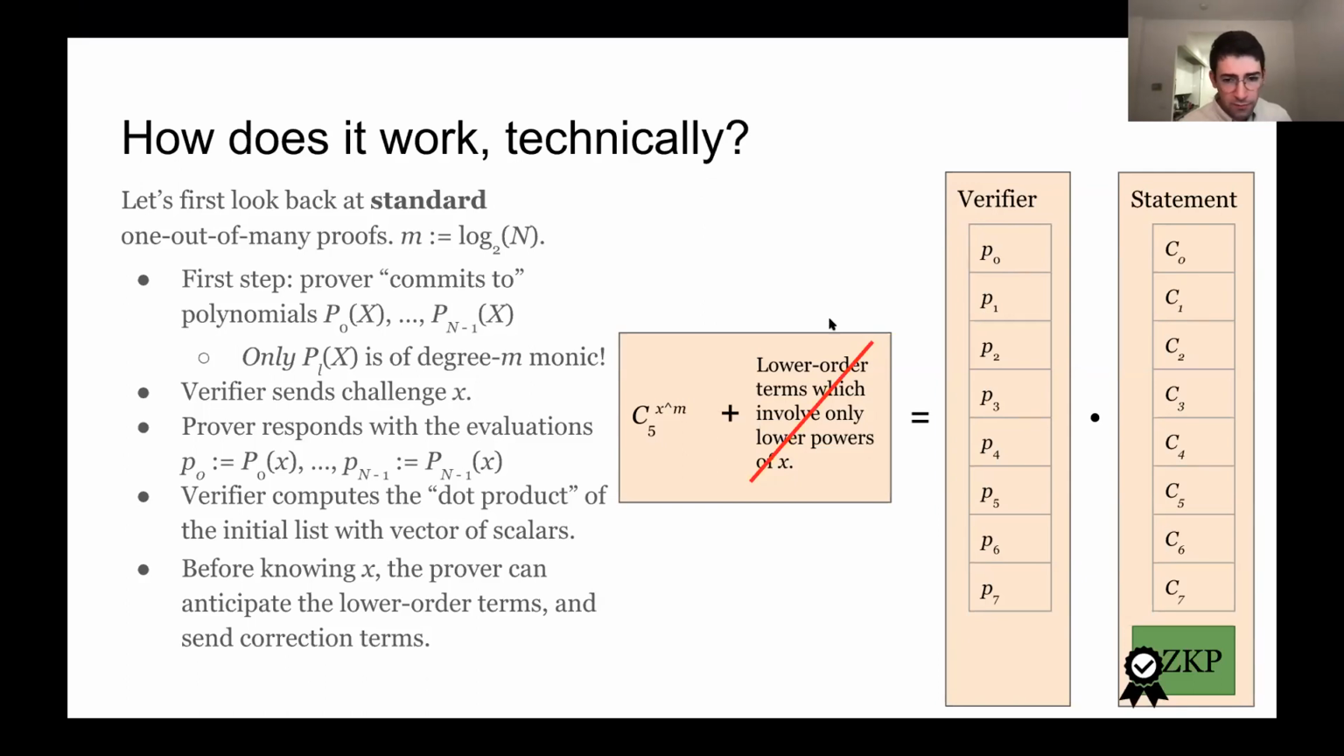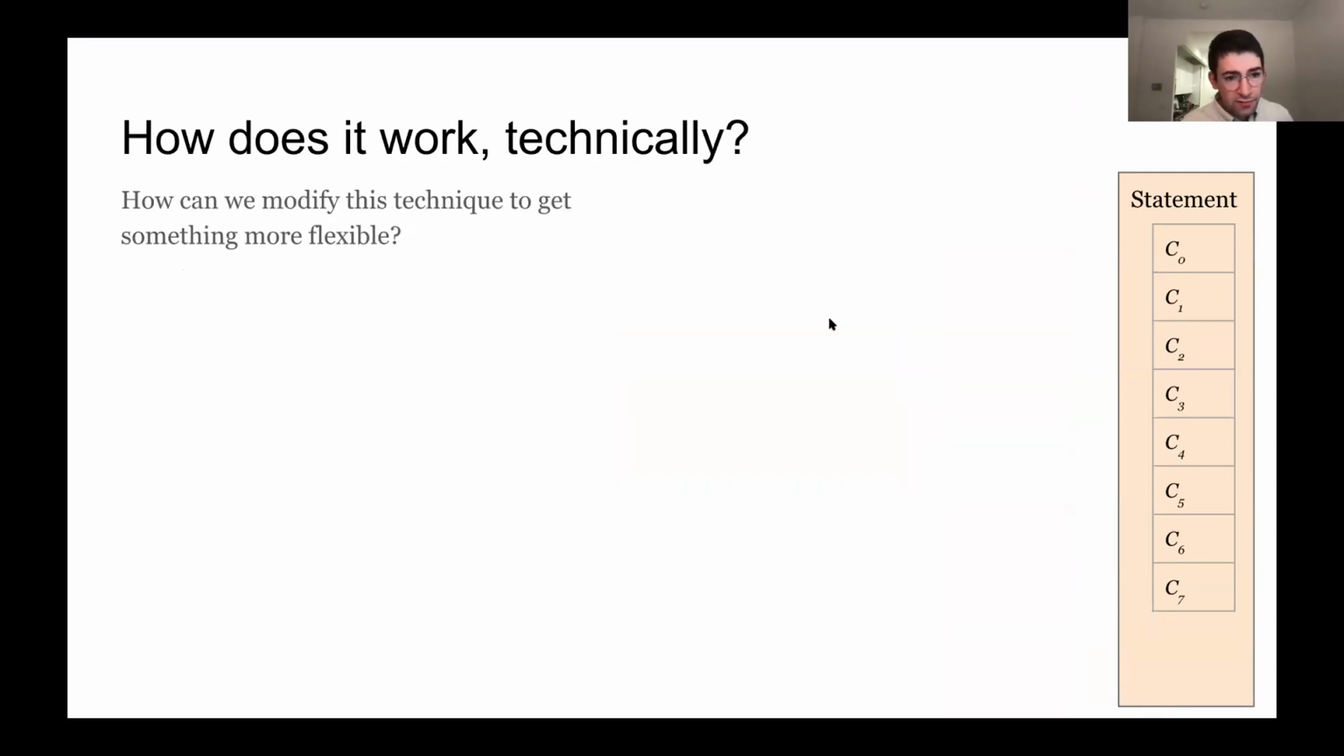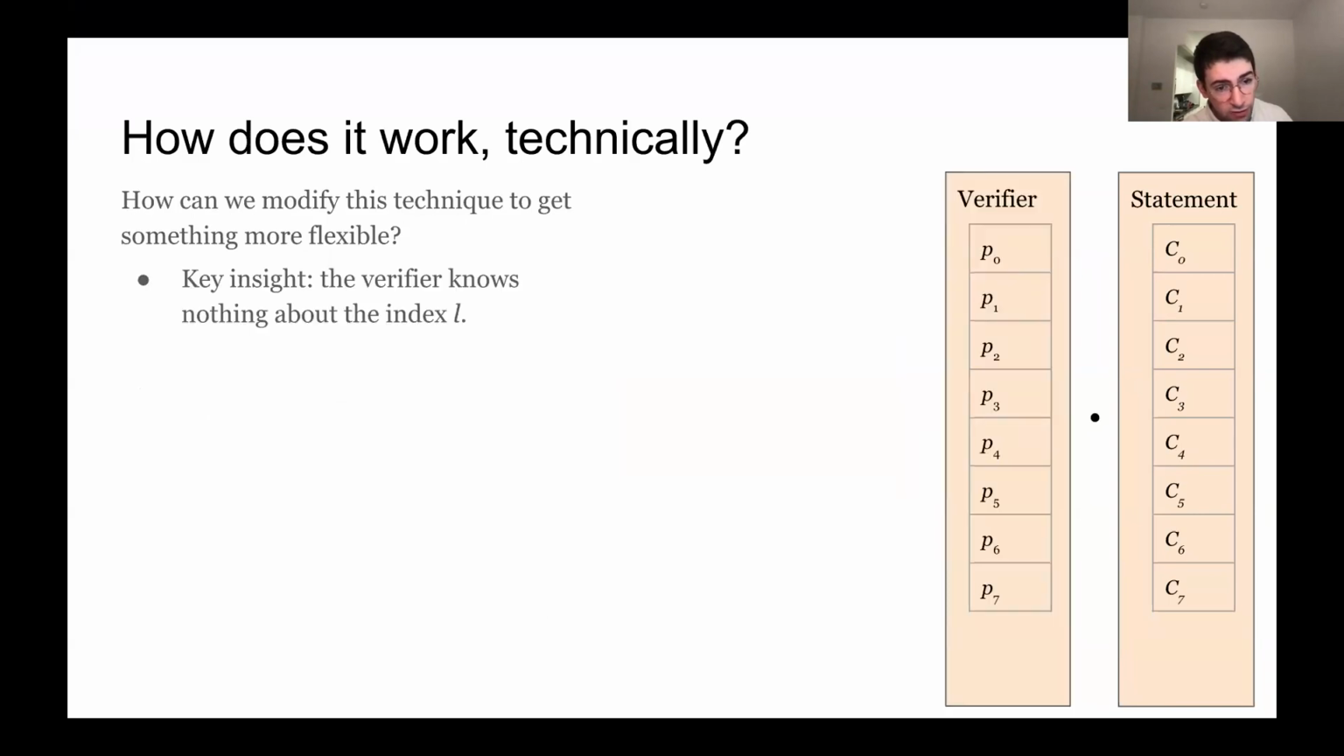Cool. So what about many-out-of-many proofs? I claim that there's a really powerful technique that's basically being left on the table. What is that? Well, let's rewind to this point in time. The verifier has a vector of scalars, which takes this very special form. And even though the verifier knows nothing about which index has the high degree polynomial in it, the verifier can still permute this vector.